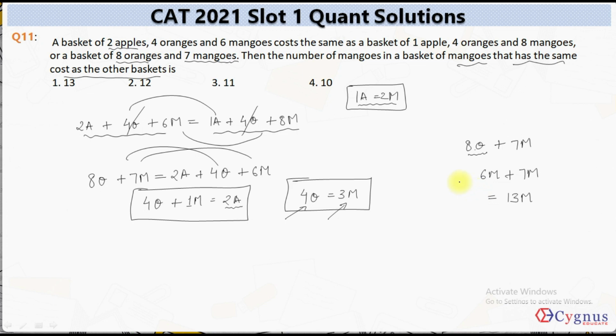So what's the answer? It's the first option. Again, this was doable for me. So the very easy question based on what equation? You need to convert all the values in terms of mangoes here. Fine. Let's move on to the next one.